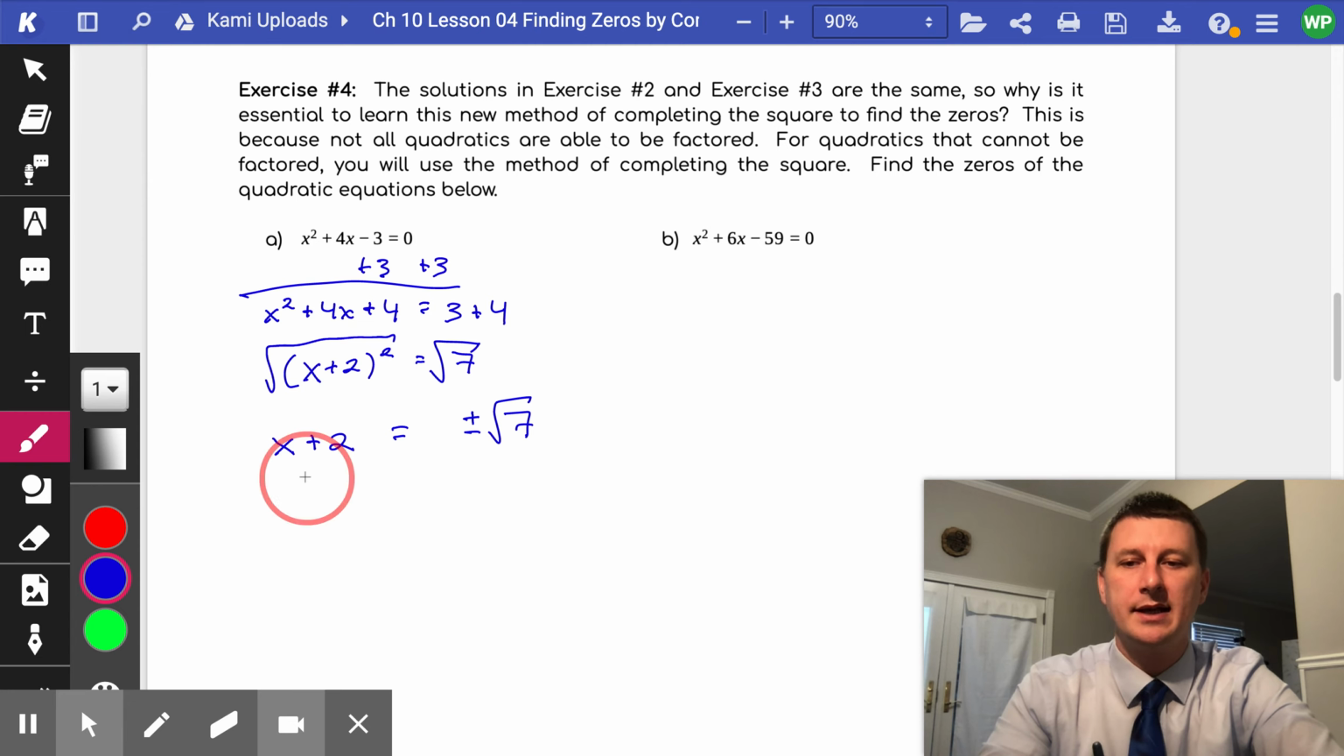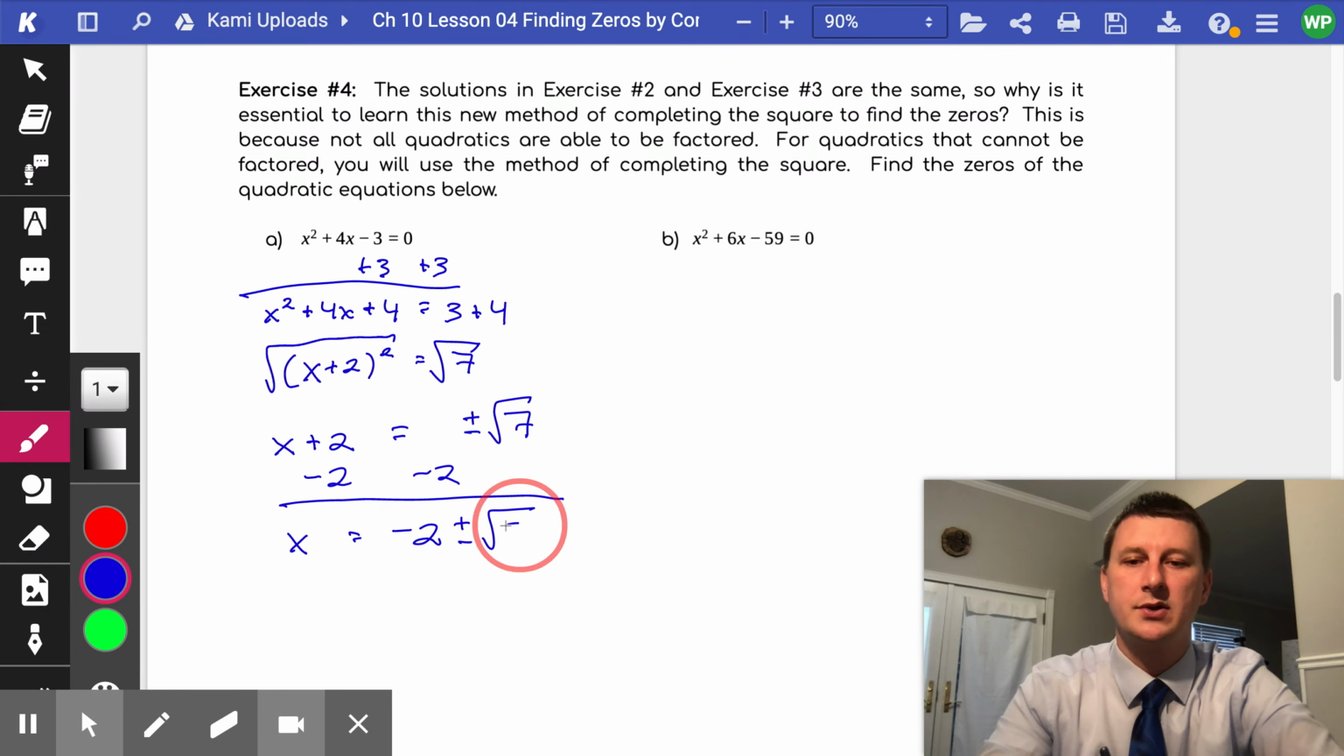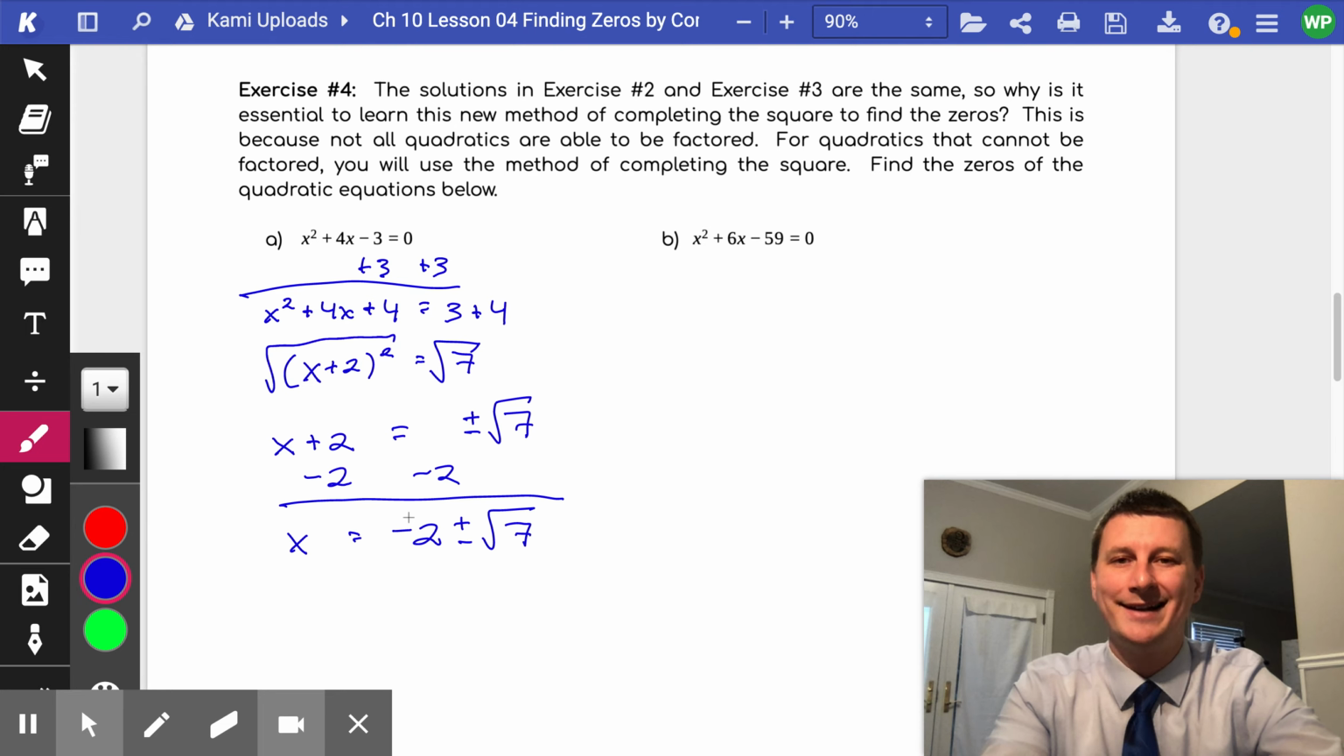Our last step is going to be to subtract 2 from both sides to get x all alone by itself. We'll be left with x is equal to, I like to put the negative 2 first, negative 2 plus or minus the square root of 7. So these are actually the two exact values of the roots of the equation x squared plus 4x minus 3.